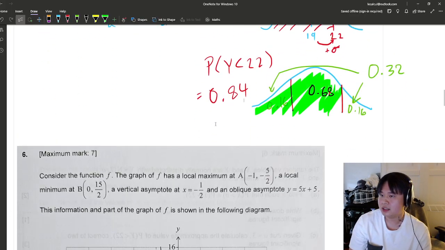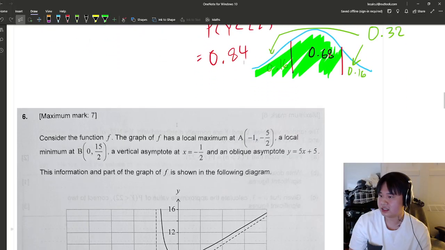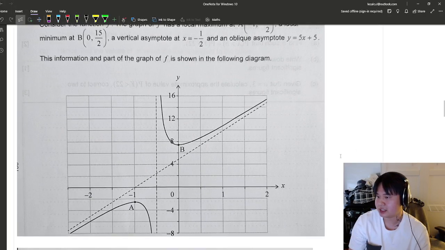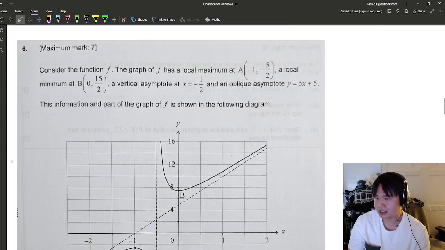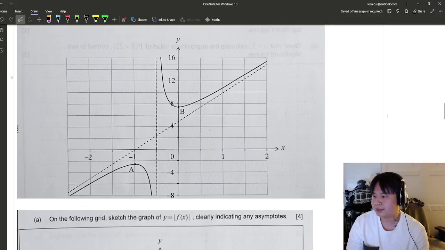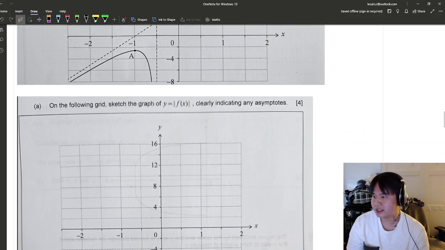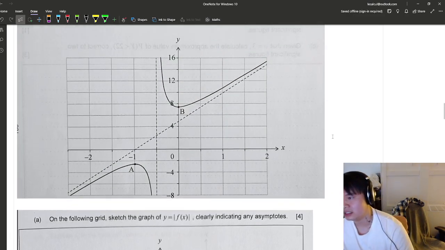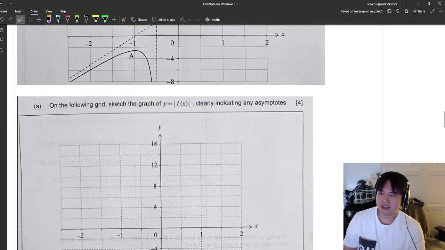Okay. And then we're on question 6, so this is like the last SL or the first HL question. Oblique asymptote, so this is HL. Okay, what do we got? Sure. Graph. On the following grid, sketch the modulus, absolute value, clearly indicating any asymptotes. Fantastic. Okay, absolute value is straightforward, or the modulus.